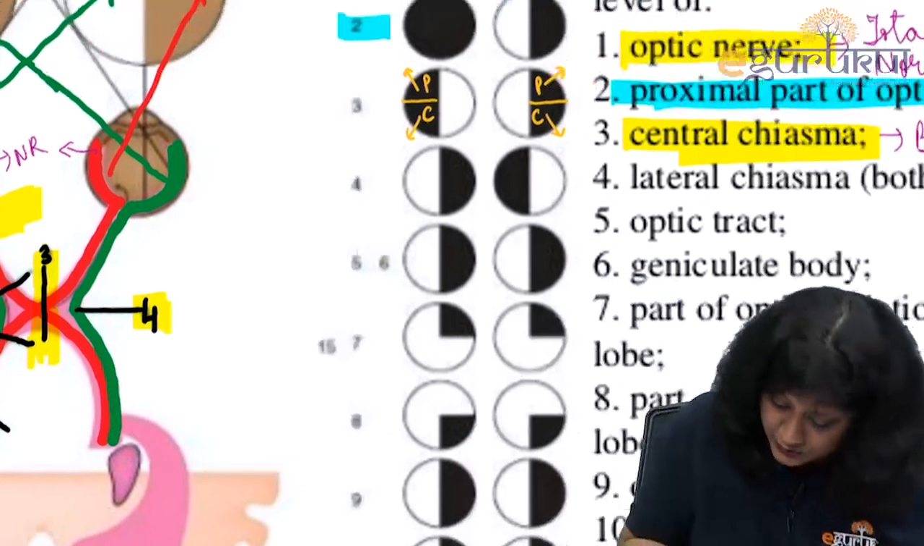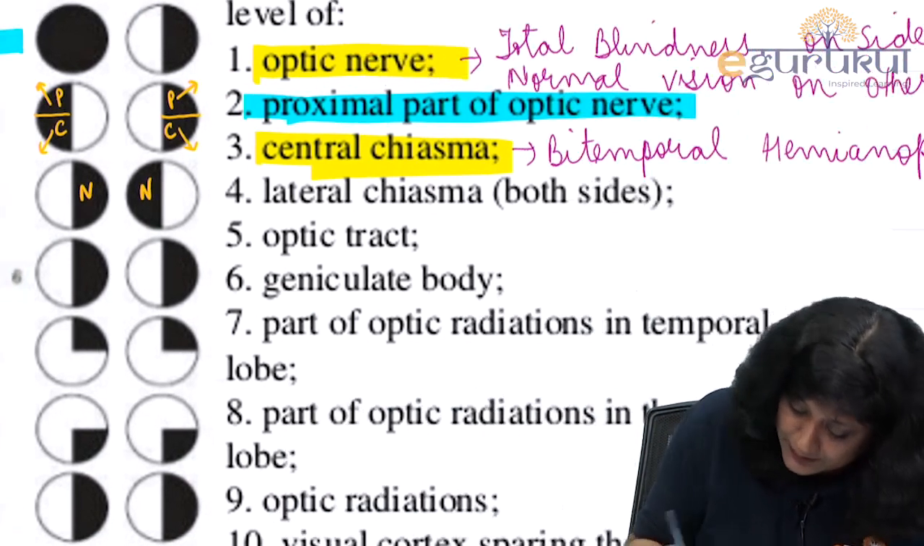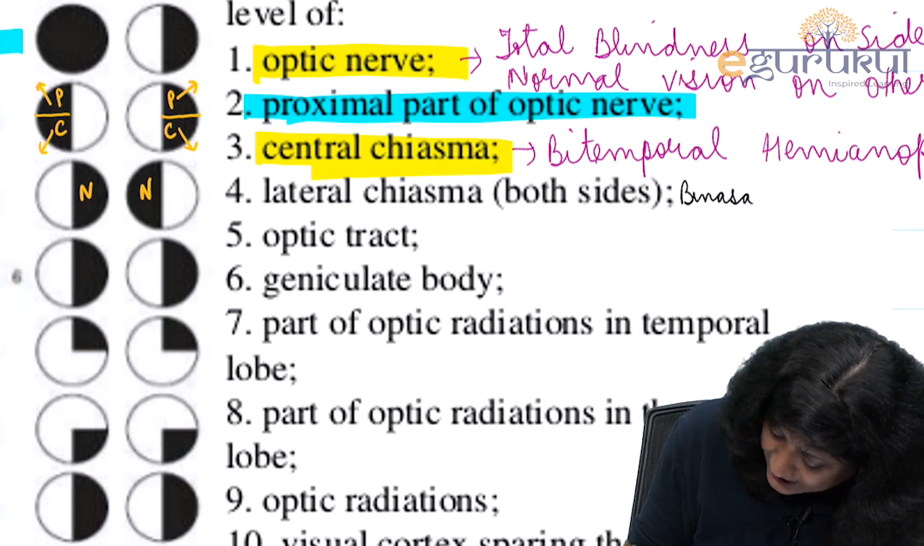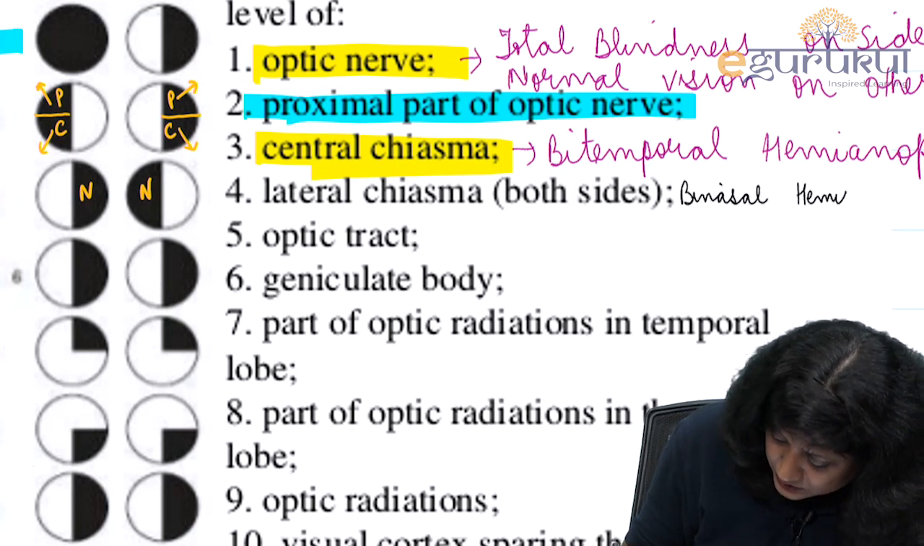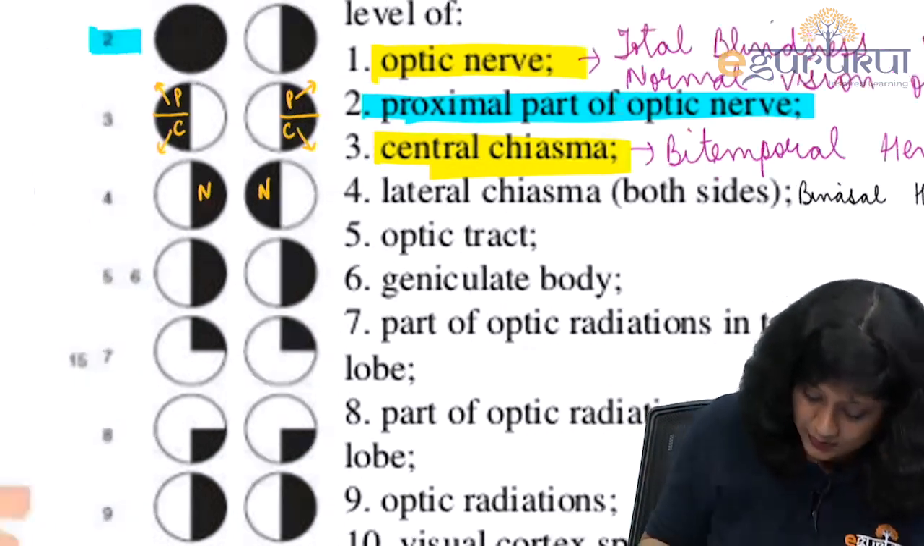The nasal field. So can you see here? Bilateral nasal field gone. So this will be called simply binasal hemianopia. This is called the binasal hemianopia. Then look at the next one.